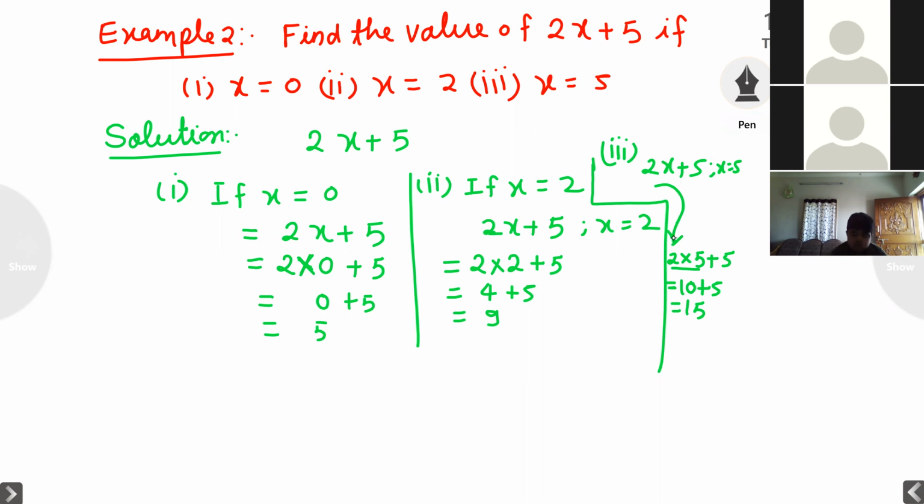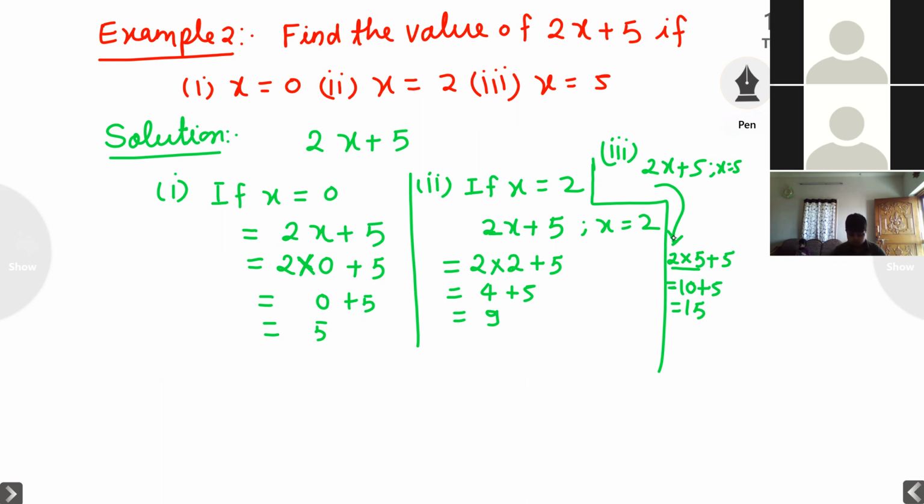Find the value of 2x plus 5. If x is equal to 0, it means in the place of x, I want to substitute 0. 2 into 0 means 0, plus 5 is equal to 5. Second question he has given, if x is equal to 2, then what is the value of 2x plus 5? In the place of x, I have substituted 2. 2 2s are 4, plus 5, 9.